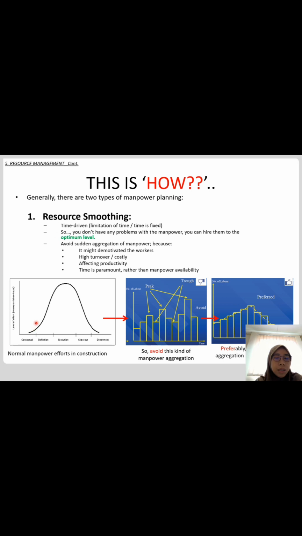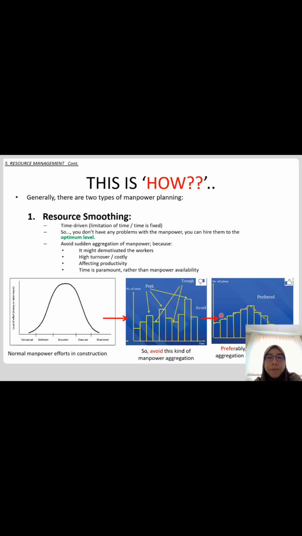So you can see here the normal manpower efforts in construction. Avoid this kind of manpower aggregation because it will demotivate the workers, because we hire the workers, then we fire them after we don't want to use them anymore. We just hire the workers during the peak hours. This will demotivate the workers, and this fluctuation will affect the productivity and also the cost of the project.